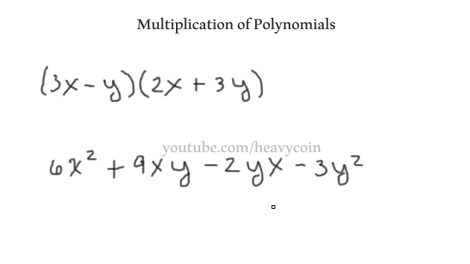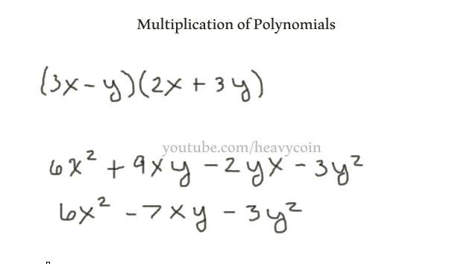And then of course we want to look at this, and is there any way we can reduce this down? Well, we have 6x squared. We have an xy and a yx. Okay, so these are like terms here. We have a 9 minus 2, so that would be 7xy minus 3y squared. Good enough.